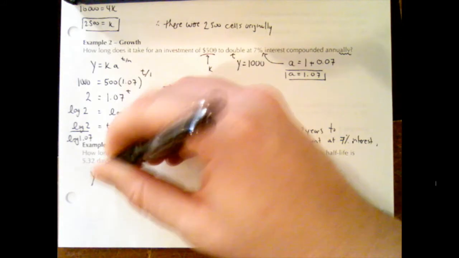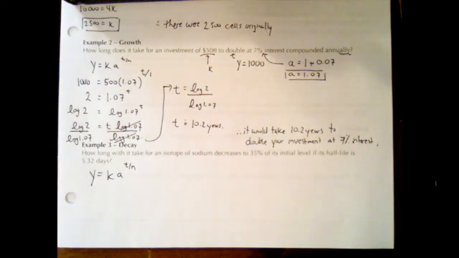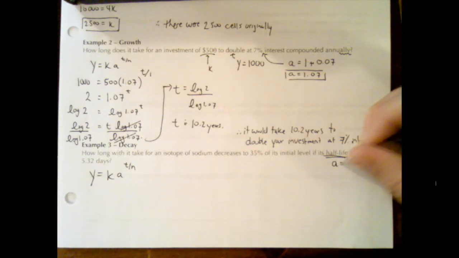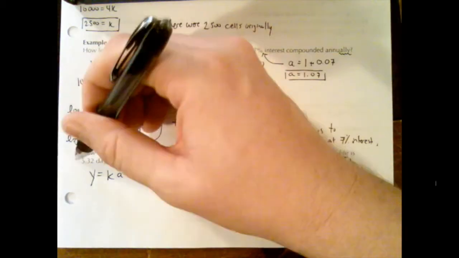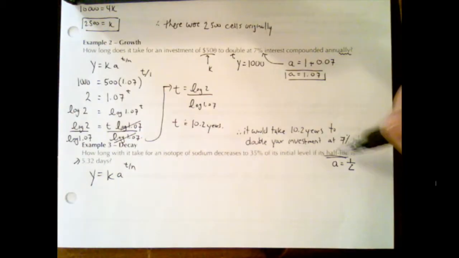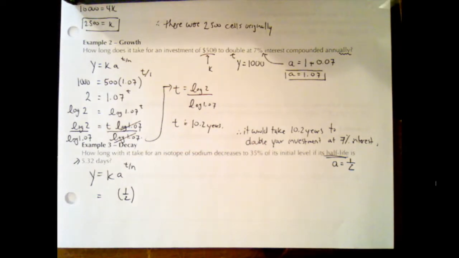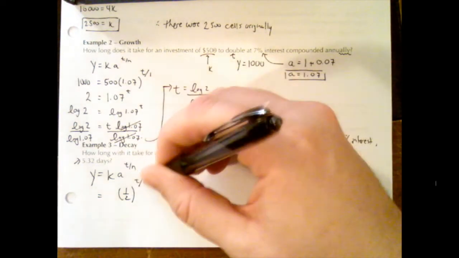All right, we're going to use the same model, y equals k times a to the exponent t over n. What pieces do we have here? Well, we have a half-life, so that's going to be our change factor, because the amount is going to be cut in half every 5.32 days. So a is our half-life, which is our change factor. So a is a half. 5.32 days, that's how long it takes to decay in half. So that's actually our time period. So we have t over 5.32.